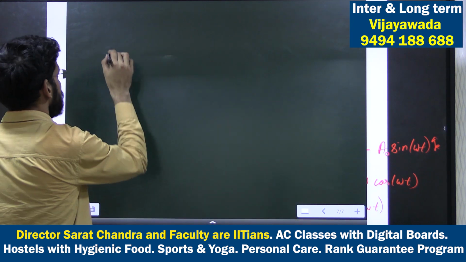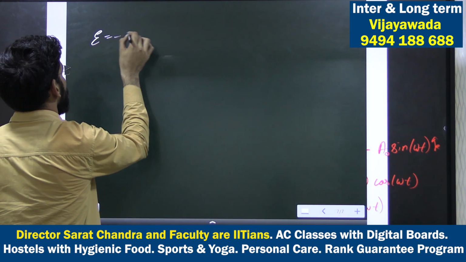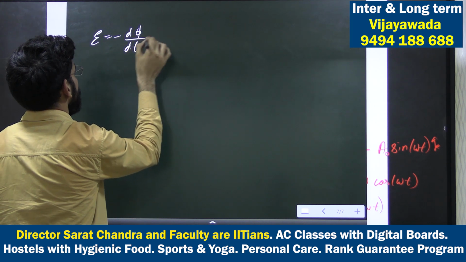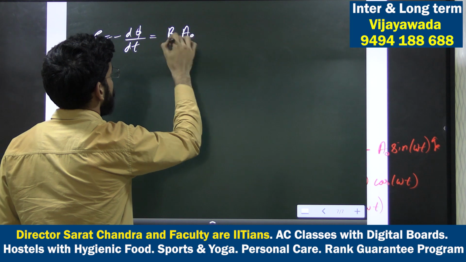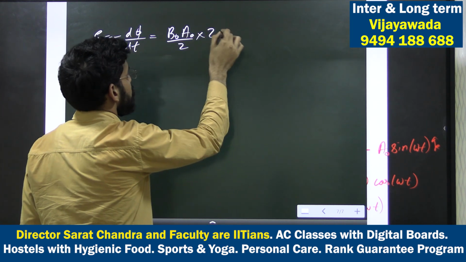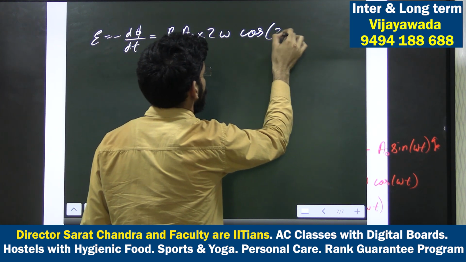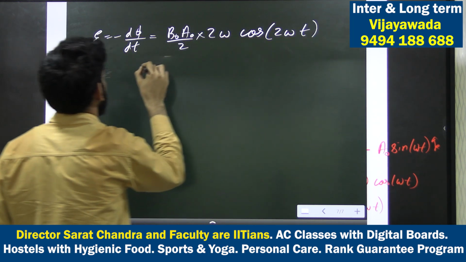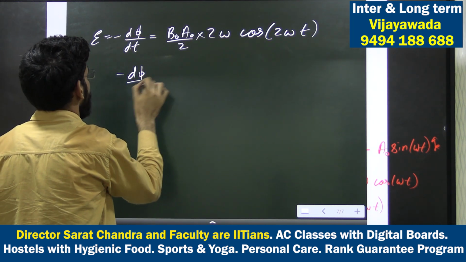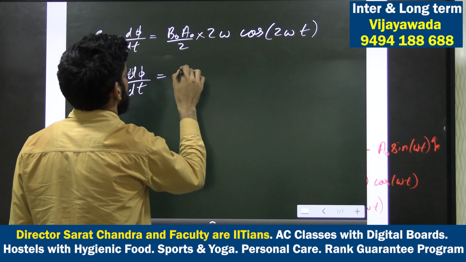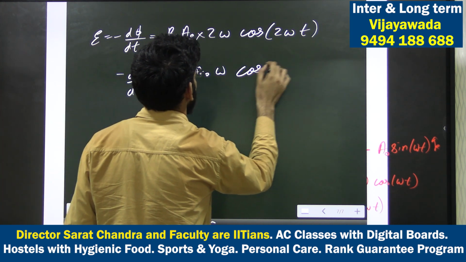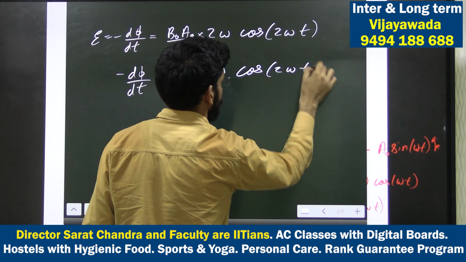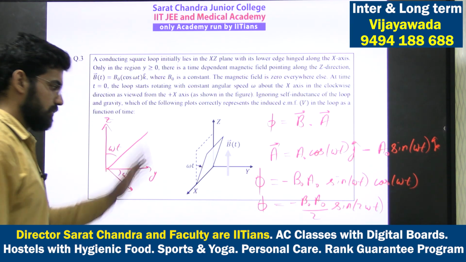So EMF is nothing but minus d phi by dt. If you differentiate, B naught A naught by 2 is there, and you will have 2 omega cos of 2 omega t. So minus d phi by dt gives B naught A naught omega cos 2 omega t. By this you get your EMF.